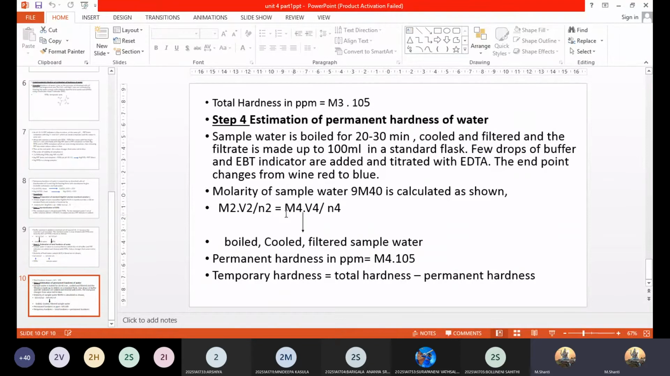Once you substitute all these, you get M4. M4 is nothing but the molarity of permanent hard water. When you multiply this by a factor of 10 power 5, you get the permanent hardness in ppm. Now, once the permanent hardness is known and total hardness is known, how do we calculate the temporary hardness? Temporary hardness is the difference of total and permanent hardness.